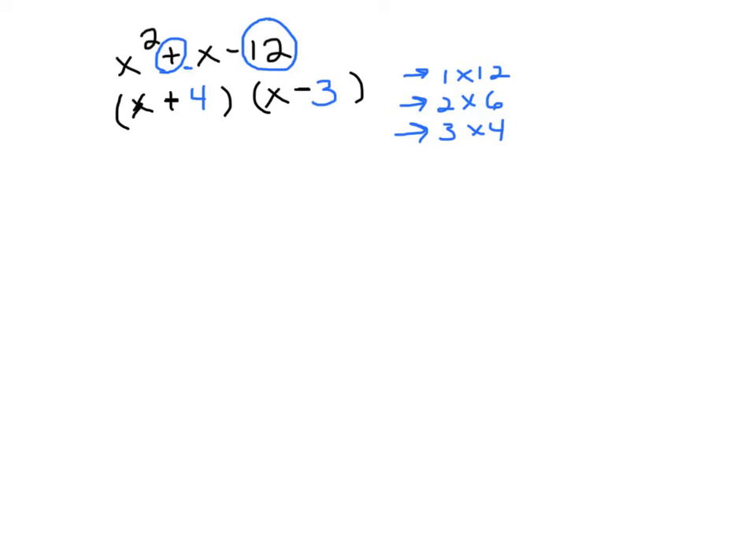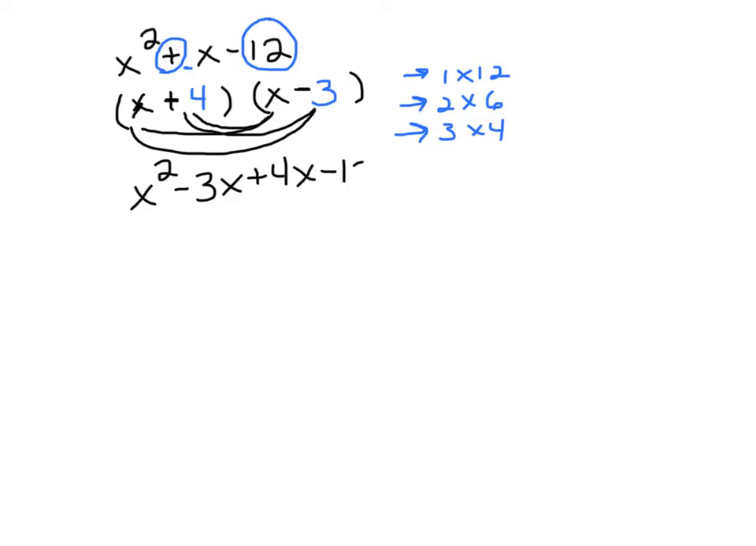Now if I get to that point, I certainly would FOIL this again just to make sure that it does work. So my first, x times x, is x squared. Then the outer, x times negative 3, is minus 3x. Then the inner is plus 4x, and then the last, 4 times negative 3, is negative 12. If I combine the negative 3x plus 4x, I do get x squared plus x minus 12, which is what I needed to get and what I had started with.